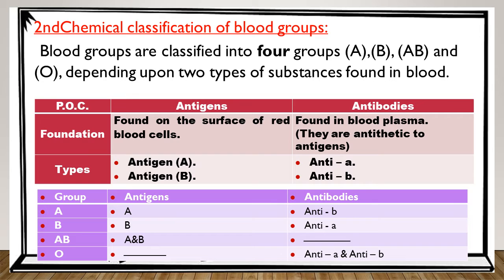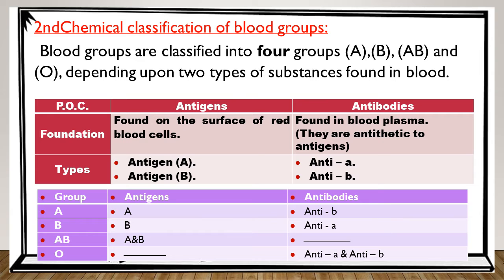Take care that the antigens are 2 types, antigen A and antigen B. Also the antibodies are 2 types, antibody A and antibody B. Look at the table in purple. In this table, we have the 4 types of blood groups and the type of antigen and the type of antibody. The person that has blood group A has antigen A and also has antibody B.